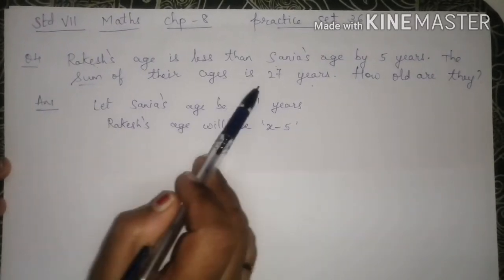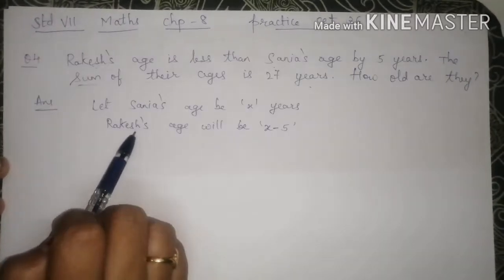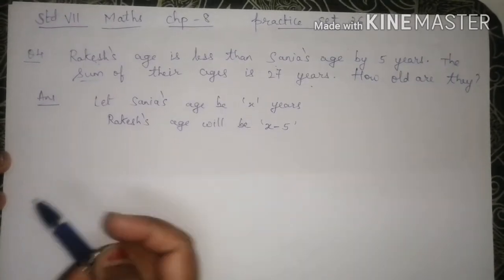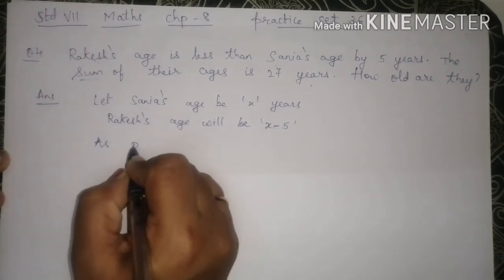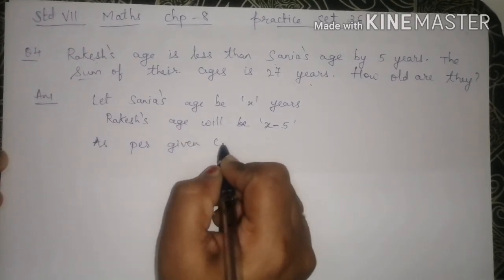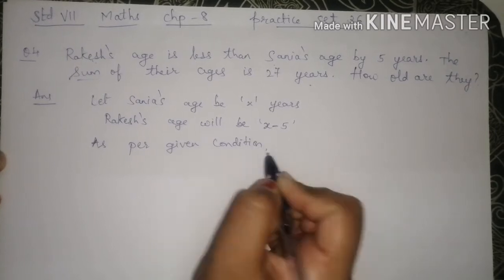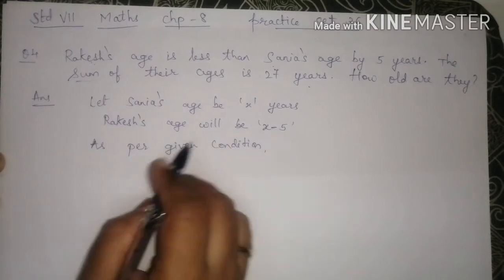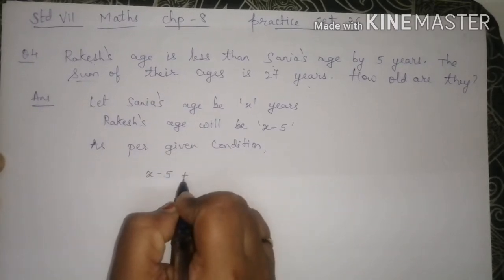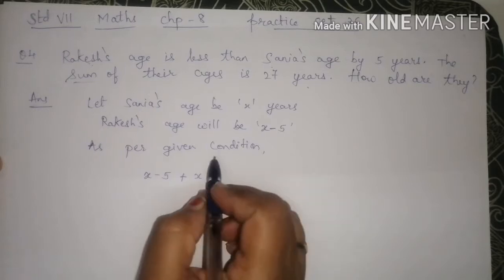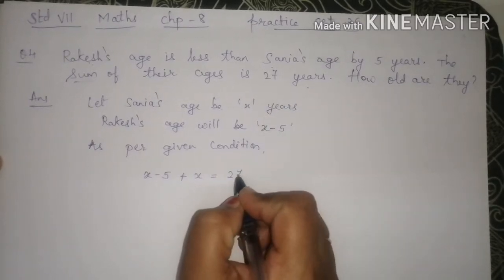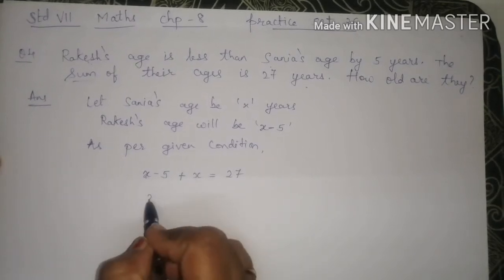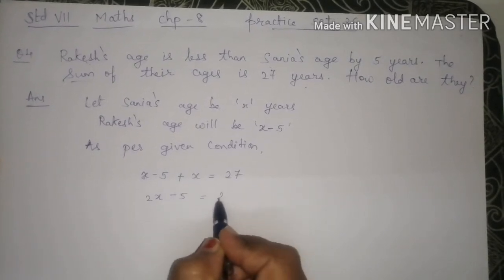They have given the sum of their ages. If we add Sania's age and Rakesh's age together, the total of their ages is how many? 27 years. So let us find their ages. As per the given condition, that total sum is 27. So what is Sania's age? x. Rakesh's age is x minus 5 plus Sania's age x is equal to the total, 27. So we can add the x together. So x plus x is 2x minus 5 is equal to 27.